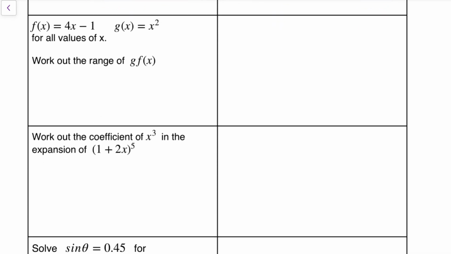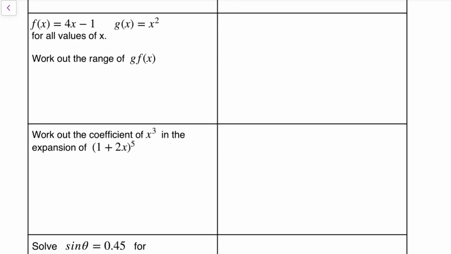Next question. Okay, so the next question is a functions question. I've got f of x equals something, g of x equals something. For all values of x, work out the range, so the output. So g of f of x is g of 4x minus 1, in other words, f of x. Then I'm going to do g to that, which is to square it, which is going to give me 4x minus 1 squared.